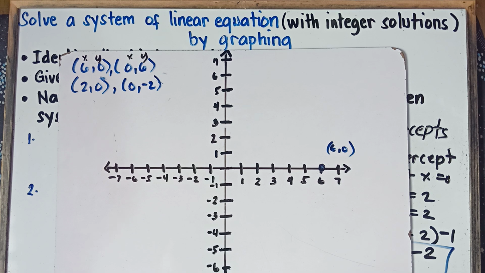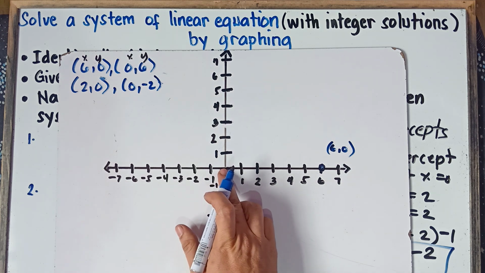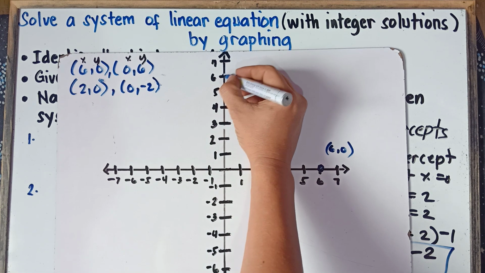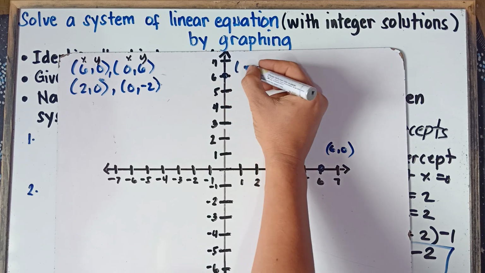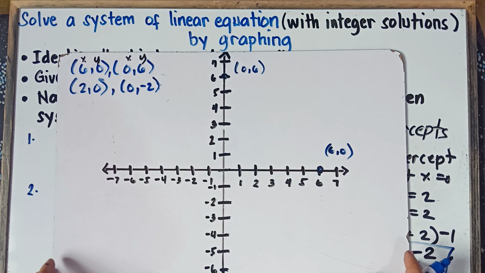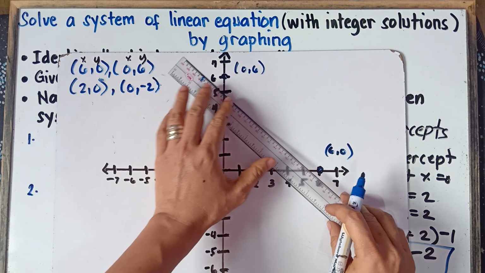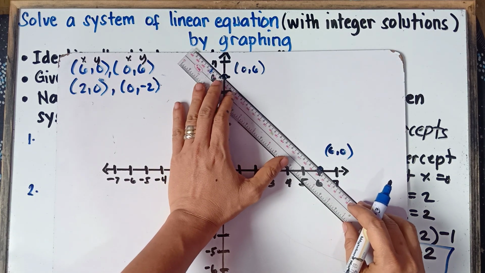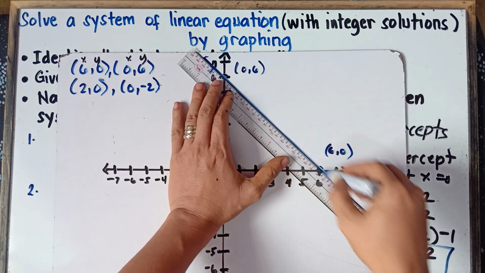Alright, the other point, we have 0 and then 6. x is 0 and y is positive 6, this one right here. So this is (0, 6). Alright, we can connect the points, class. We can connect this one. So simply connect the points.